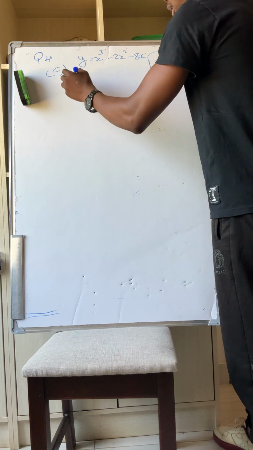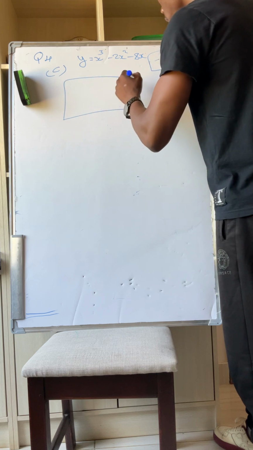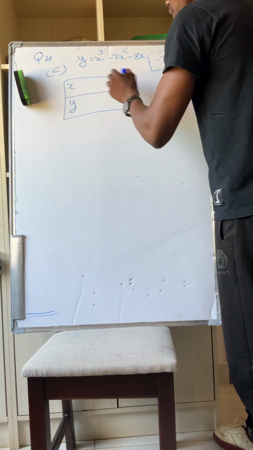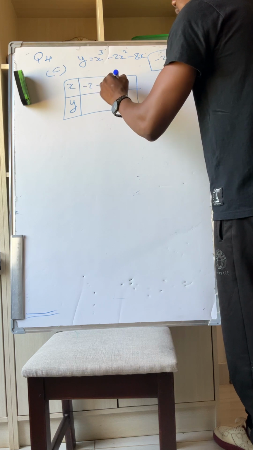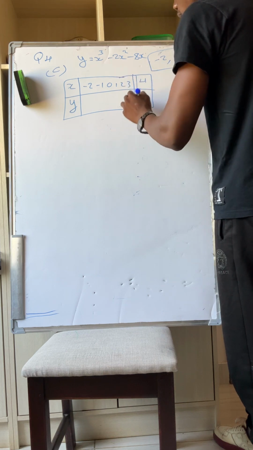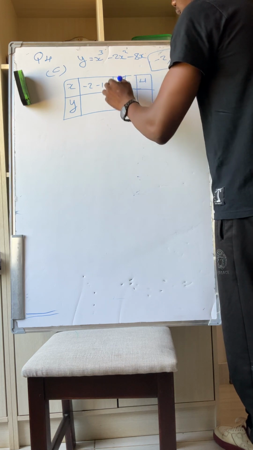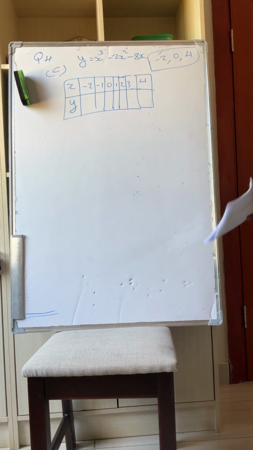I will make a box here. This is x and y. So for x, the limit is from negative 2, negative 1, 0, 1, 2, 3, and 4. Okay, I have this. Sorry, just a minute, I get a calculator and punch everything.